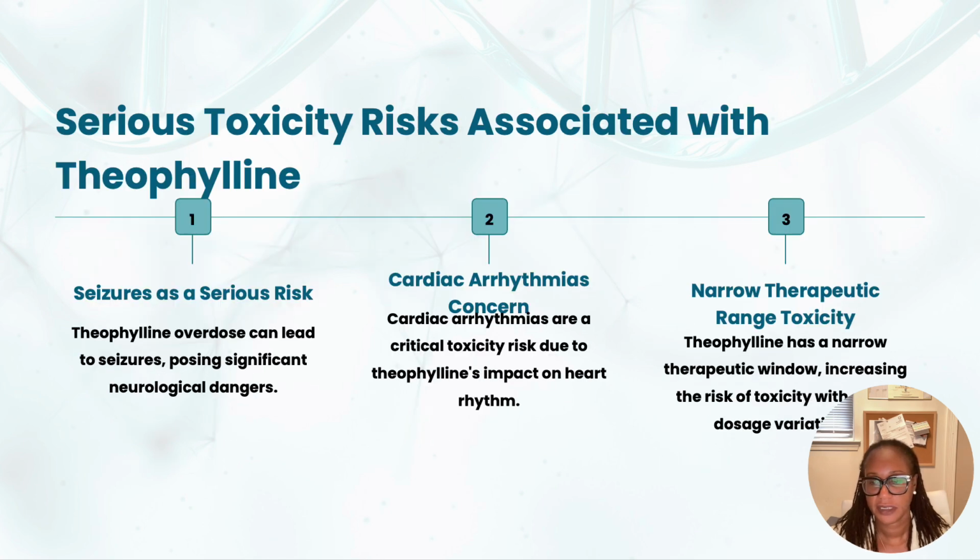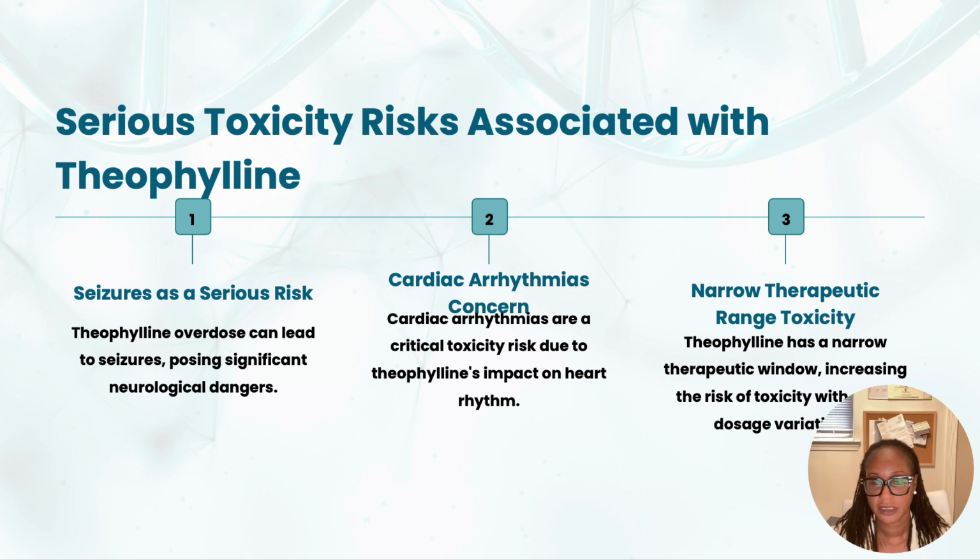So theophylline carries a serious toxicity risk, especially when blood levels rise above the therapeutic range. It has a narrow therapeutic index, meaning the difference between an effective dose and a toxic dose is small. So toxicity can occur even with small increases in doses or changes in metabolism. The therapeutic plasma concentration for theophylline is 10 to 20 micrograms per milliliter. Toxic effects often occur if it's greater than 20 micrograms per milliliter, and this can be life-threatening at 40 micrograms per milliliter.